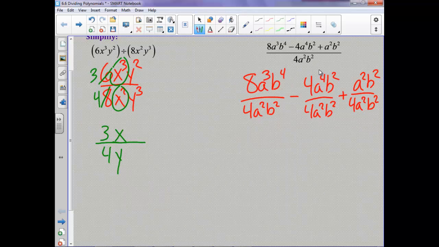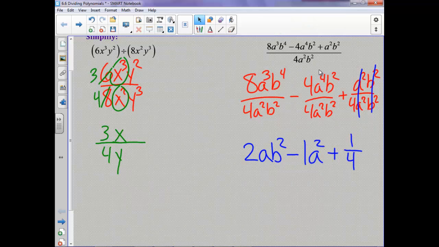Now this first one, 8 divided by 4 is 2, a cubed divided by a squared is a, and b to the 4th divided by b squared is b squared. This next one, minus 4 divided by 4 is 1, a to the 4th divided by a squared is a squared, and b squared divided by b squared is just 1 as well. Plus, notice here our a's cancel and our b's cancel, so we're left with a 4th.